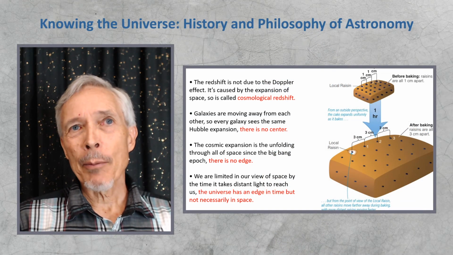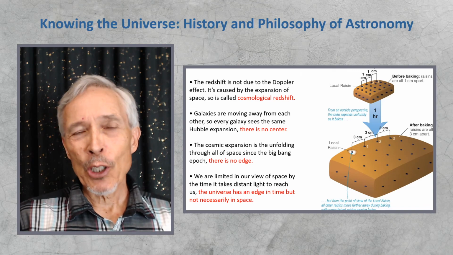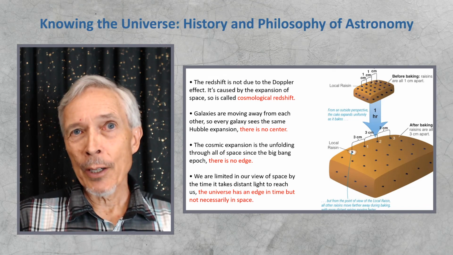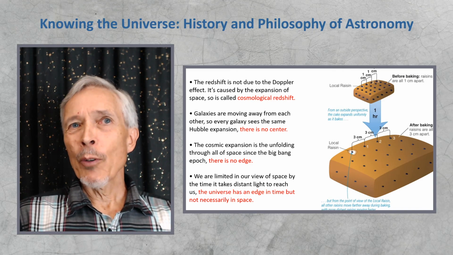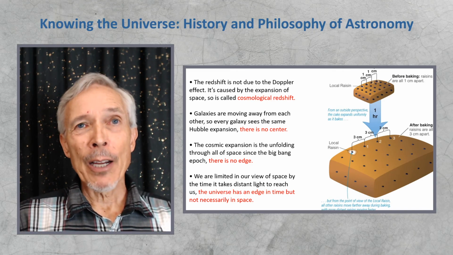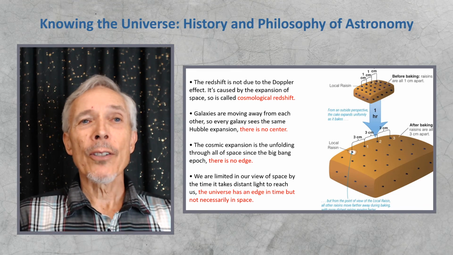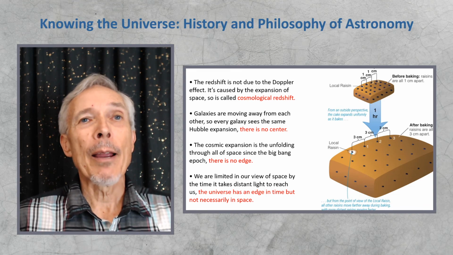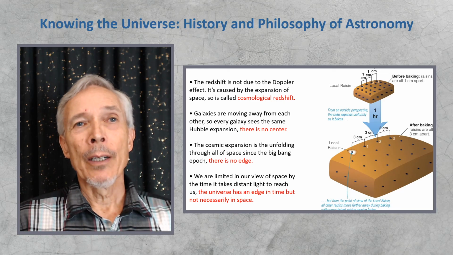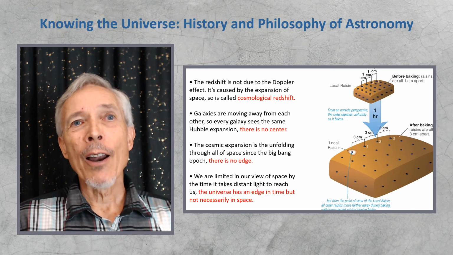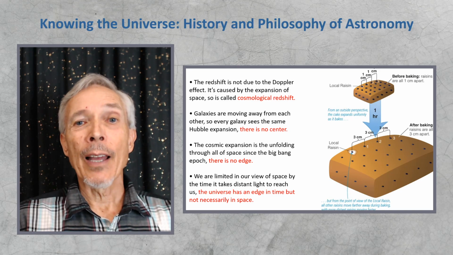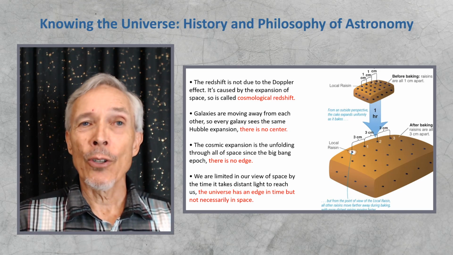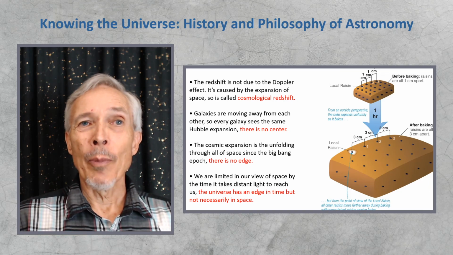So what we conclude from this work is that the redshift is not the Doppler effect. It's caused by the expansion of space, and that's got a particular term for it, the cosmological redshift, and it's explained in general relativity. We see galaxies moving away from each other, and since every galaxy sees the same thing, there's no center to the expansion. There's no reason to claim one, and there's no way to claim one. The cosmic expansion is the unfolding of all space and time since the Big Bang, and that means there actually doesn't have to be an edge too, which is a little hard to imagine.